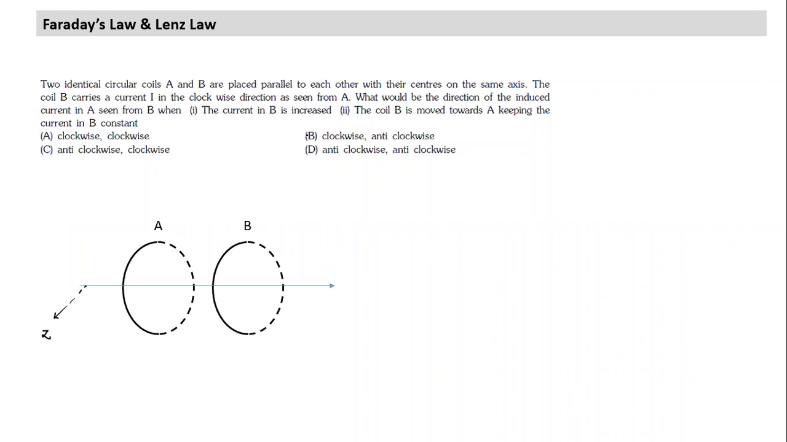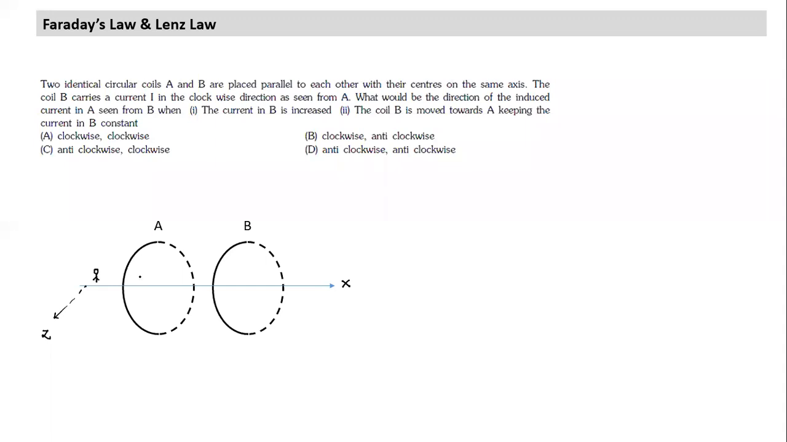The two coils A and B are placed parallel to each other, with the axis of the coils along the x-axis and the centers on the same axis. Coil B carries a current I in the clockwise direction as seen from A. So where are you observing it from? You are observing from A. Clockwise means, if I look at the nearer side, the direction of current should be upwards or downwards so that it appears clockwise. A person stands here.